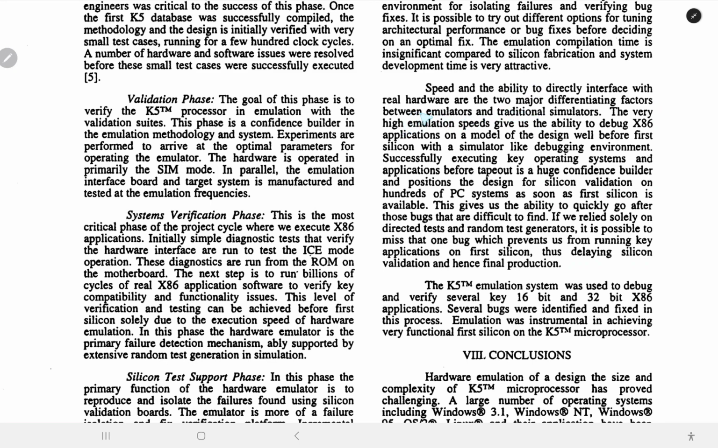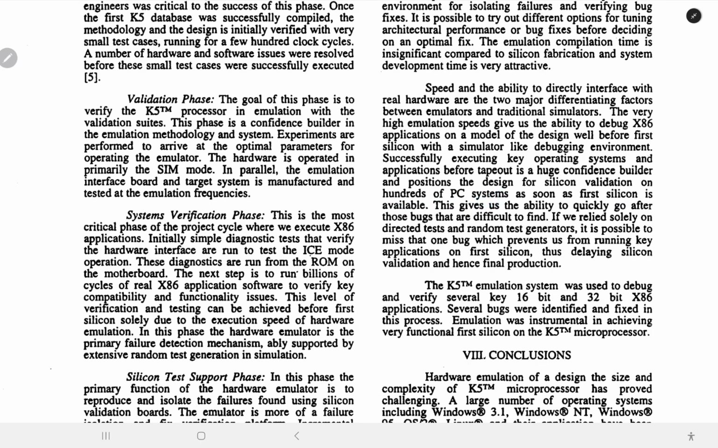The very high emulation speeds give us the ability to debug x86 applications on a model of the design well before first silicon, with a simulator-like debugging environment. Successfully executing key operating systems and applications before tape-out is a huge confidence builder and positions the design for silicon validation on hundreds of PC systems as soon as the first silicon is available.